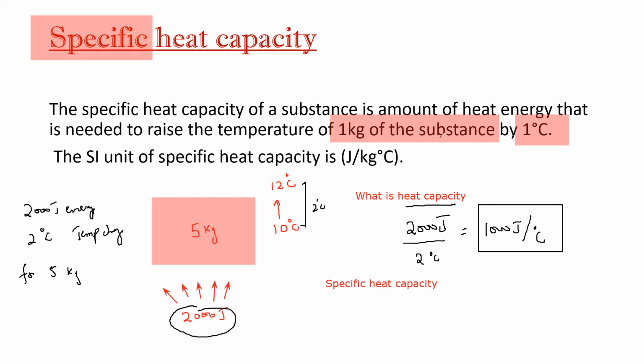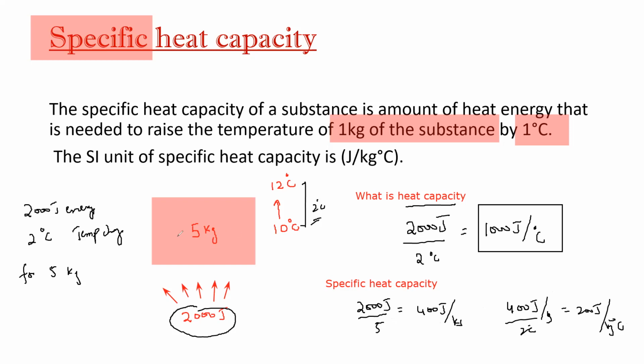So how can we work out the energy absorbed by each kilogram? It will be 2000 divided by 5, that's equal to 400 joules per kilogram. So each kilogram required 400 joules, but for every 1 degree change in temperature. So what is the total temperature change? The total temperature change is 2 degrees. So it will be 400 divided by 2 degrees, so we'll get 200 joules per kilogram degree centigrade.